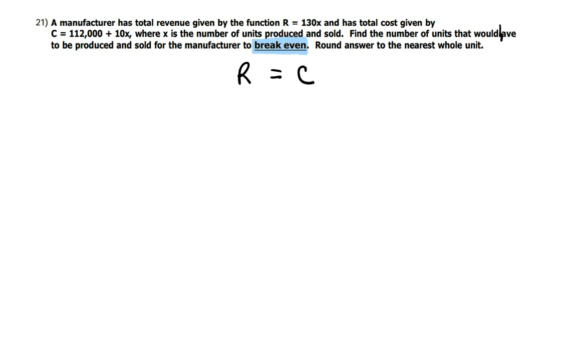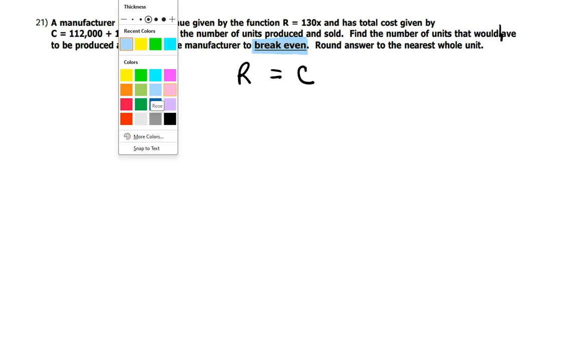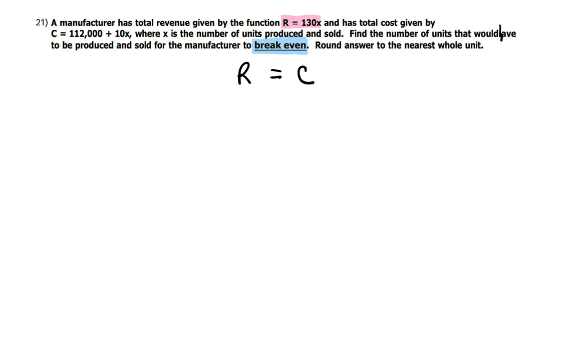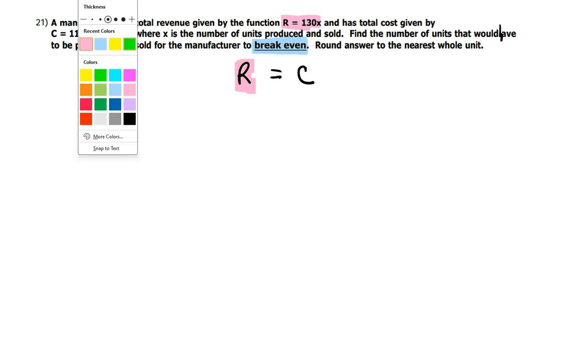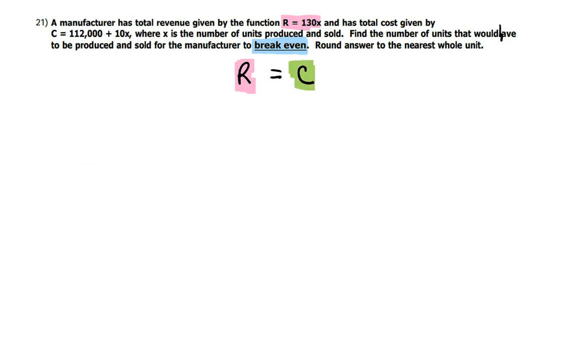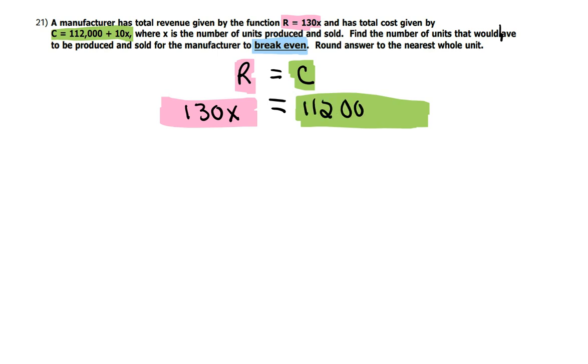So what we're looking at here is, I'll go pink. My revenue here has to equal my cost, and my cost is right there. So I have to put those equations in here. I just love color, can't you tell? So the revenue is 130x, and that has to equal the cost, which is 112,000 plus 10x. And like I have said in class, you can solve the word problems using any method that you want.